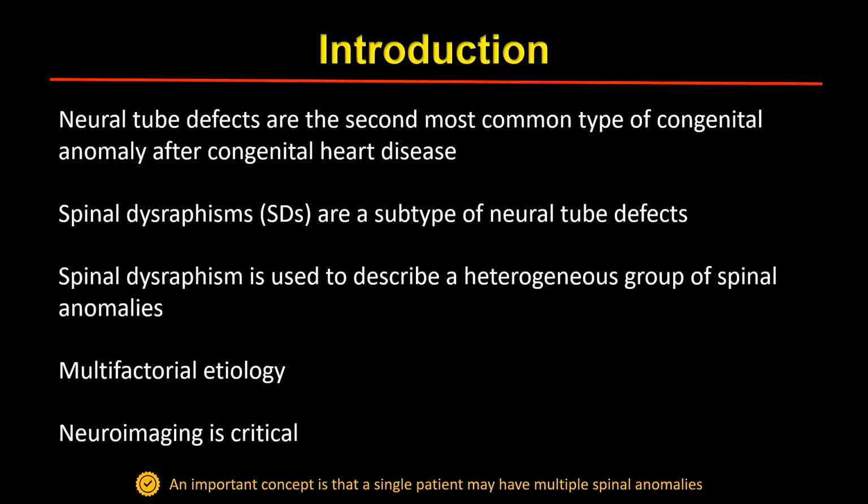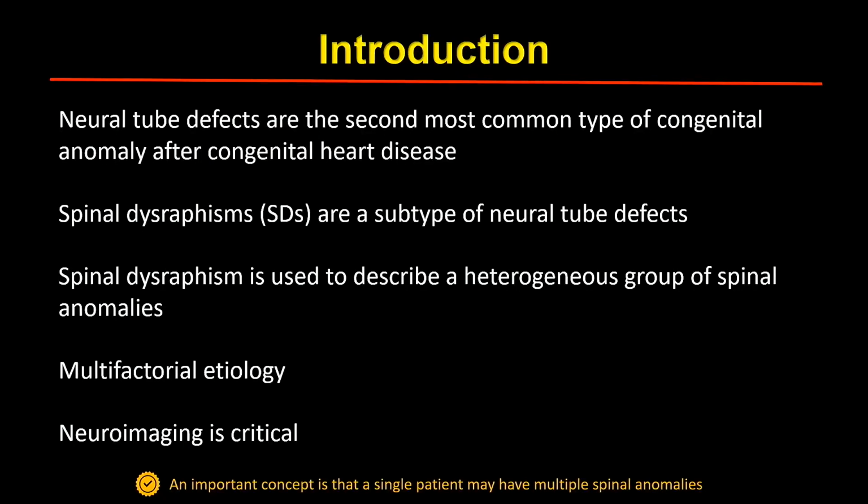Now, if you're truly speaking about spinal dysraphism, which are a subset of neural tube defects, they're multifactorial in etiology, comprising genetic, environmental, and nutritional components, of which the most common is folate deficiency. And because of folate supplementation during pregnancy, the incidence of open neural tube defects has significantly gone down.